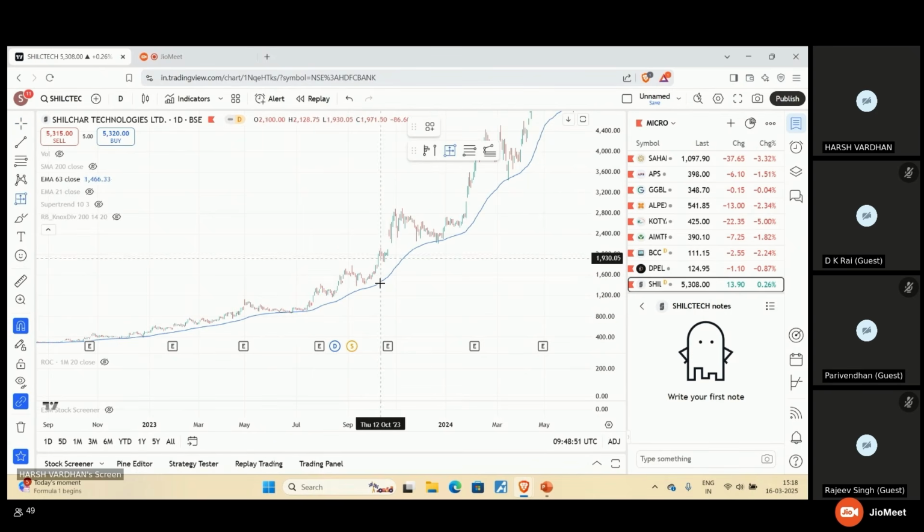But again, if you buy here, here it didn't touch the 63 EMA, and here it didn't touch the 63 EMA, although it was very near to it. And one thing which can help you is, for example, the 63 EMA. Let me turn off the magnetic switch.